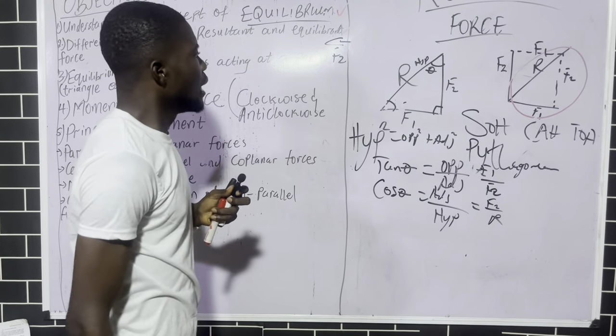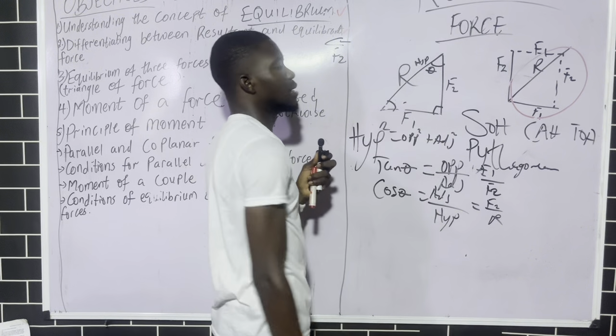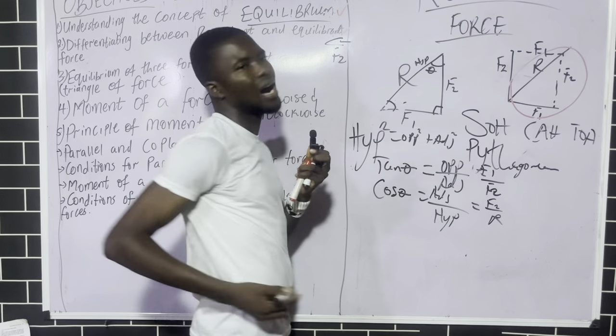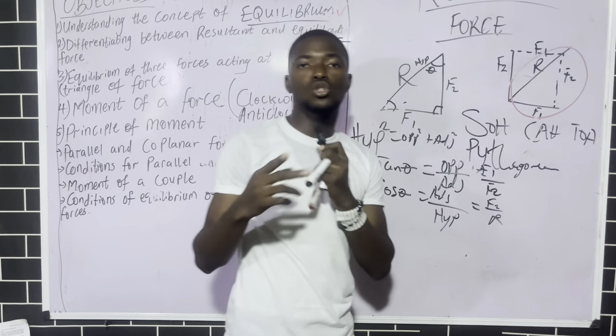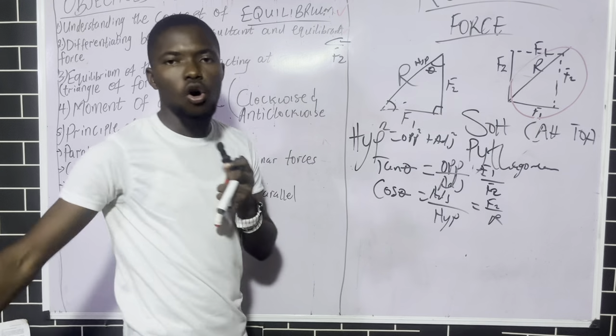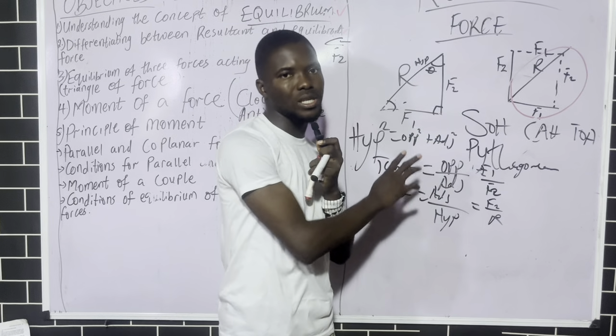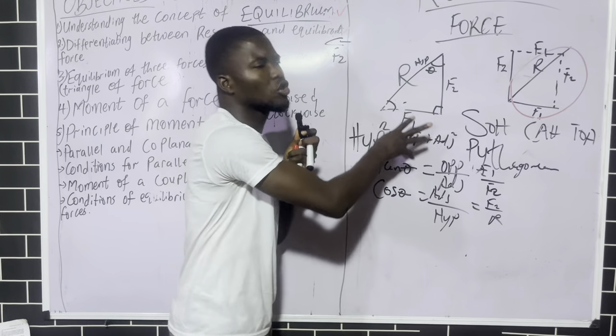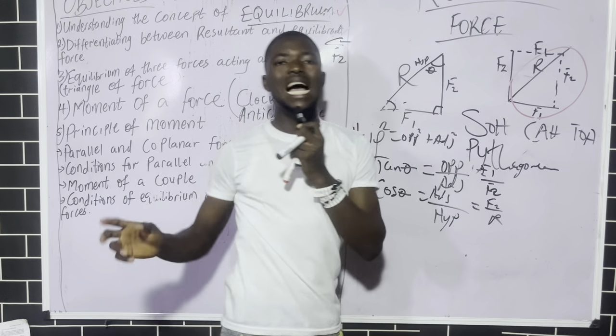Are you following me? And then if I'm giving this side and this side, that'll be sine theta, called opposite over hypotenuse. So that's just the basic tools we use to solve any questions dealing with resultant force. Now this particular resultant force I helped you to understand is actually for two forces.